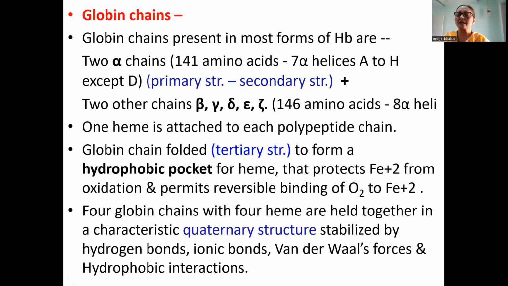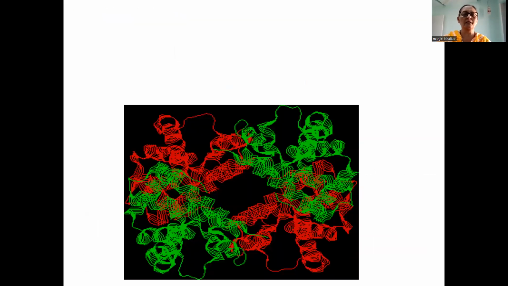So what are the interactions between these four different globin chains to keep them together to make a functional unit of hemoglobin? These are the forces required to keep these four different globin chains together, and these four different globin chains will contain four different heme inside them. Okay. So let us see how the structure of hemoglobin is described. You can see the diagrammatical representation.